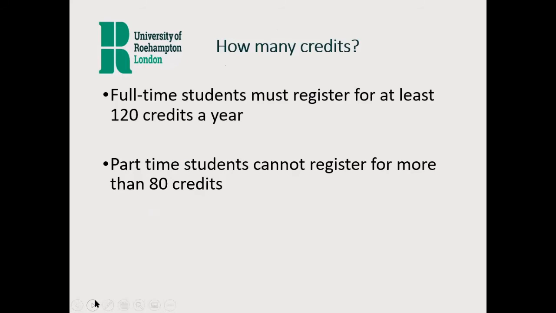How many credits do you need to do? Well, hopefully you know this already, but just in case you don't, if you're a full-time student, you need to make sure that you've registered for at least 120 credits in a year. And if you're part-time, you shouldn't have more than 80 credits.